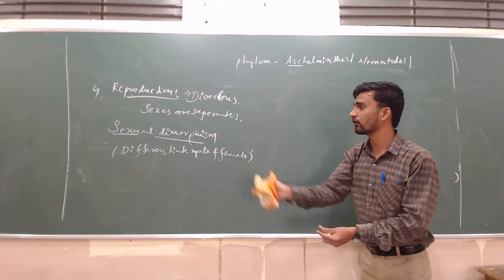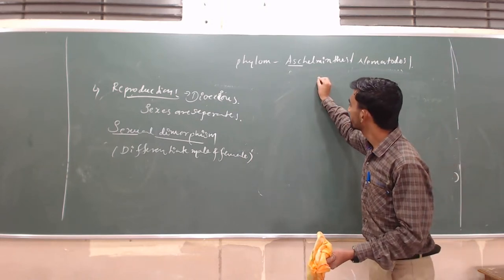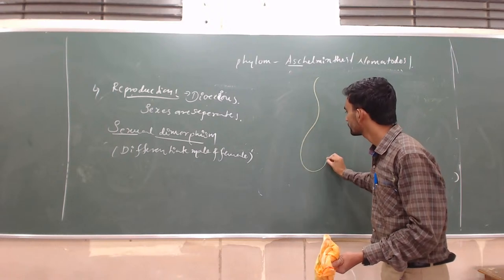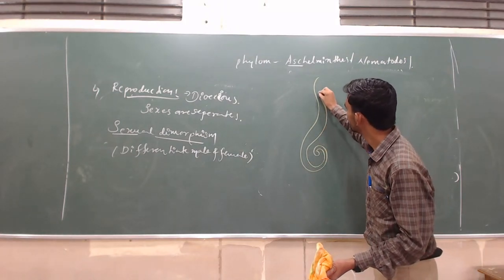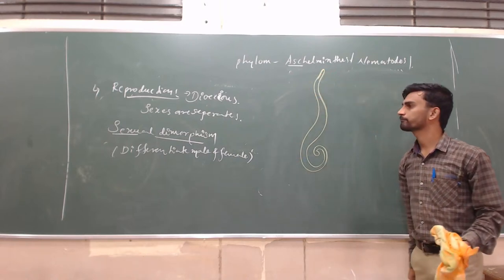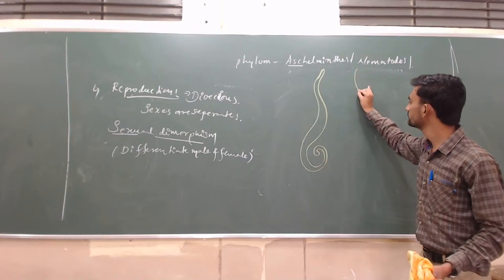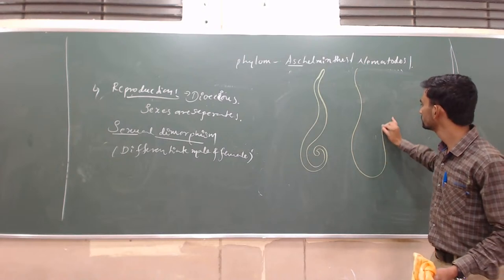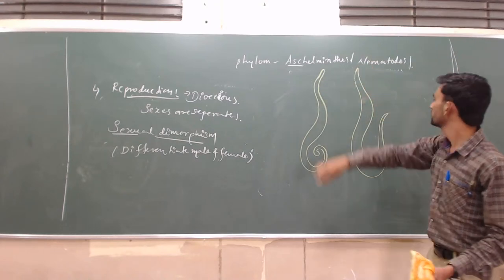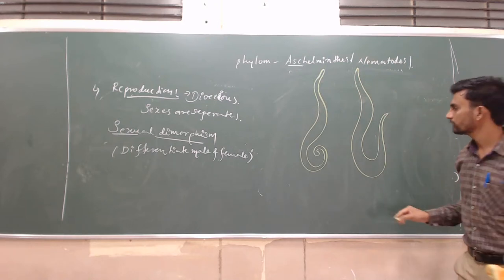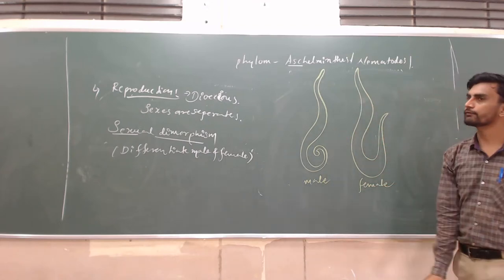Differentiation is very important. In practical also you are going to study morphologically, you have to differentiate. So first animal, I'll draw like this. This is one. This is the anterior end. This is the posterior end. Are you getting my point? And another one. This is anterior, this is posterior. You consider this as male and this as female.